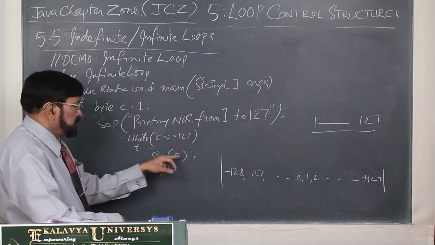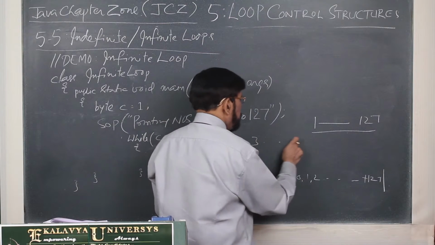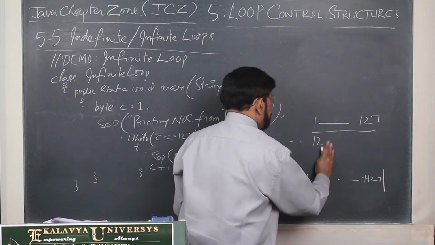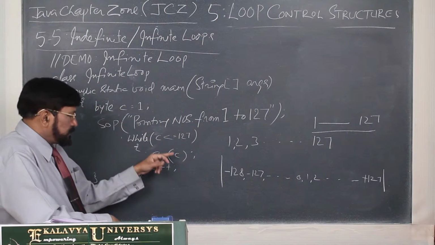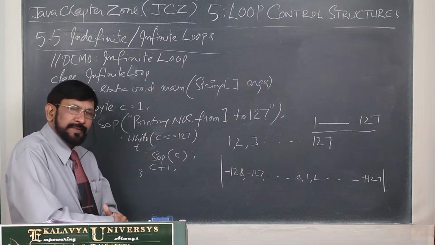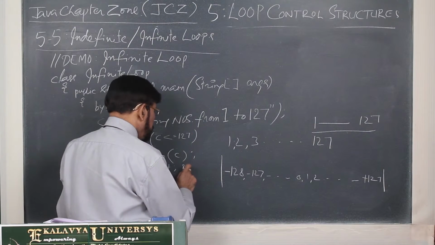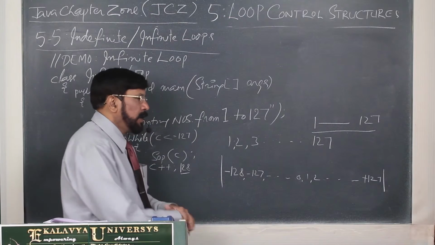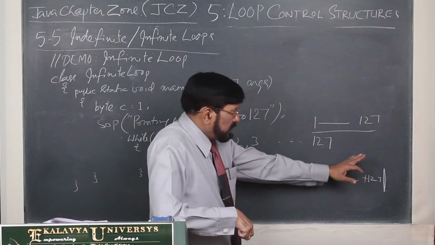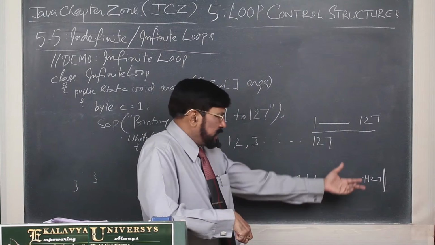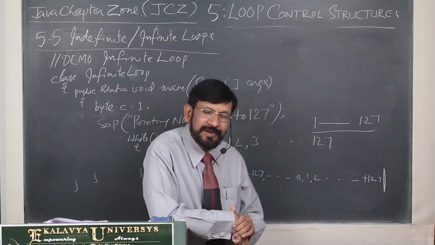Now SOP c I have written, and obviously you should print 1, 2, 3, up to 127. 127 means plus 127. Then what is happening now? After printing 127, what happens? c++. Then what happens? 127 already, c's value becomes 128. Actually, here is a boundary line. Control cannot go beyond. That's why you cannot expect that 128 is printed. Loop should be terminated, but in this case it is different.